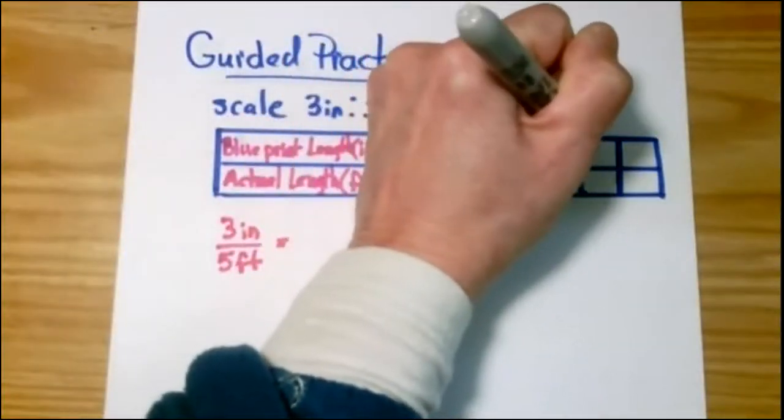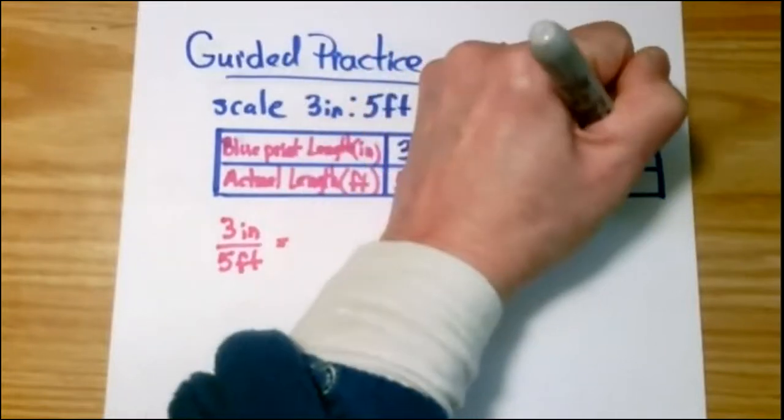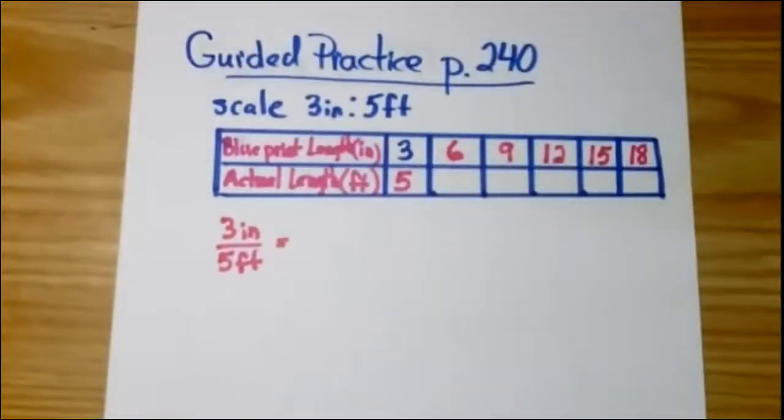12, 15, and 18. Why did I go up to 18? Because that's where our table ends in our book, but also because the question is asking us a wall in the same blueprint is 18 inches. So we're going to complete the table, so we have to go up to 18. So we use our proportion method.